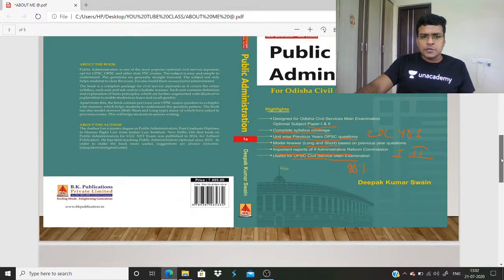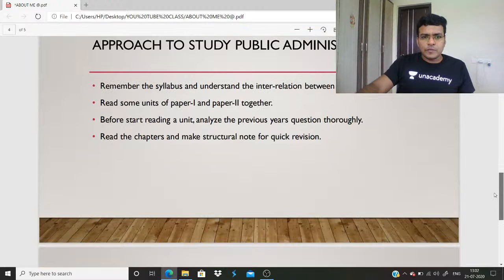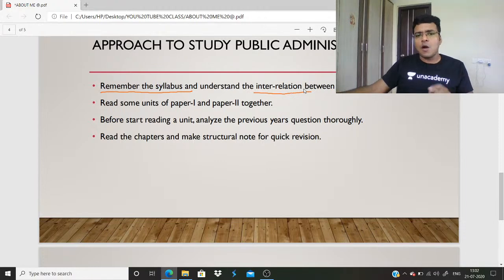So next, just go and have the book. Same thing for every new student: remember the syllabus again and understand the interrelation. In this book I am showing how these units are interpreted. Some units of paper 1 and paper 2 you need to read together. Analyze the previous year questions before reading any unit and make structured notes for quick revision.